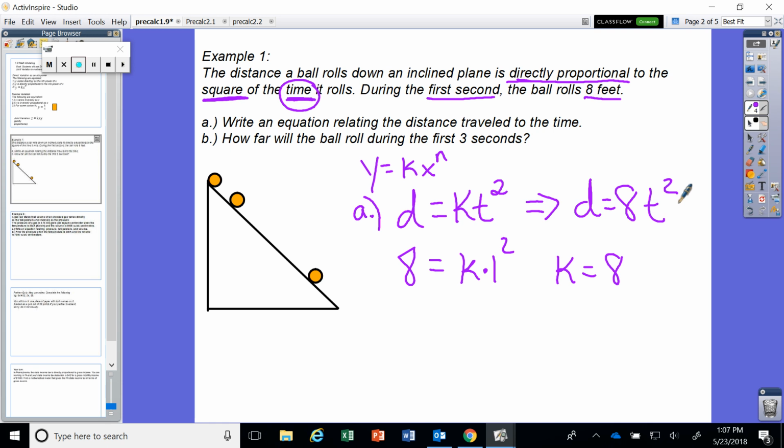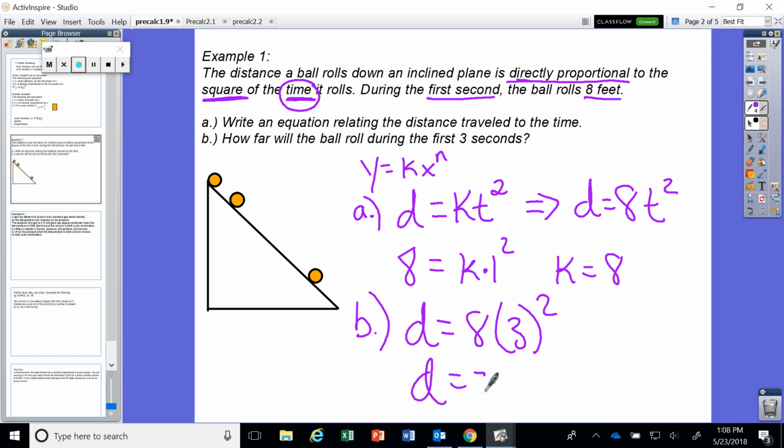Now we can utilize this information for any scenario representing distance and time in this particular example, just like in part B, where it says how far will that ball roll during the first 3 seconds. Well, now my goal is to find out how far it's going to roll when t equals 3. Doing some math on there, guys, we can see that 8 times 9 ends up giving us 72 feet. All right, so there's a perfect example of direct variation.